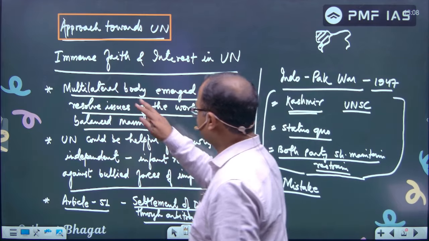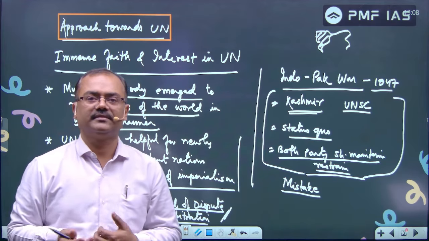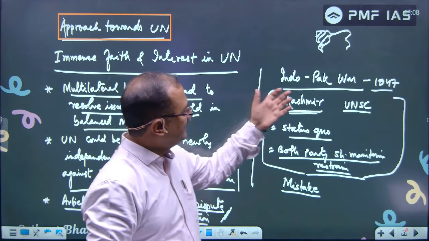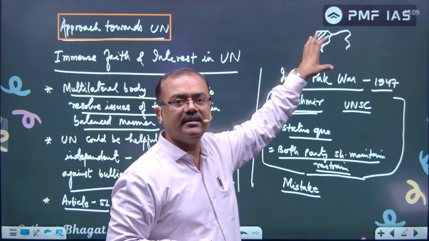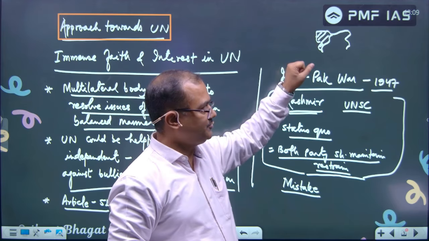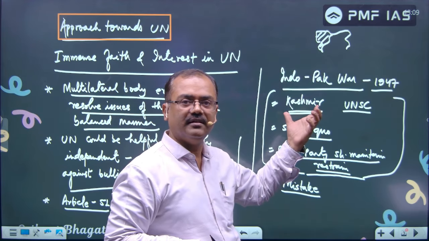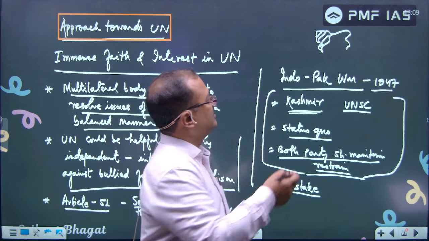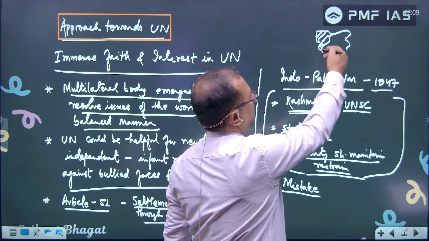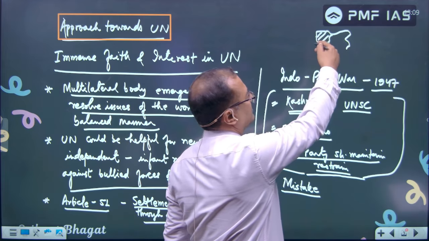But this approach, his immense faith in the UN, was idealist. And this idealism led India to lose a major part of its territory which could have been captured. Even today, Kashmir is a bone of contention. Why is India more worried about Kashmir today? Because this part is not accessed by India, it's not part of India at present. India wants this part back.